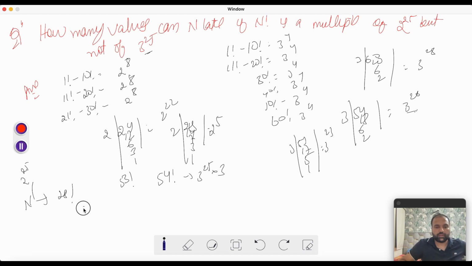So how much do we have? 53 minus 28 is 25, plus 1 is 26. So how many values can n take? 26. Just look over here. Not that difficult. We'll do another question. Make sure you note down these questions. Okay, we'll do another question.